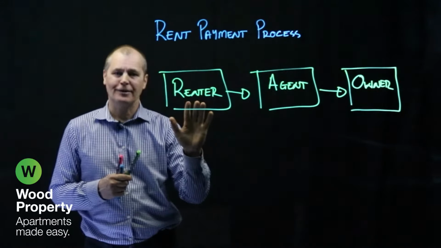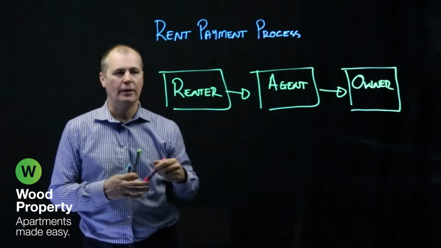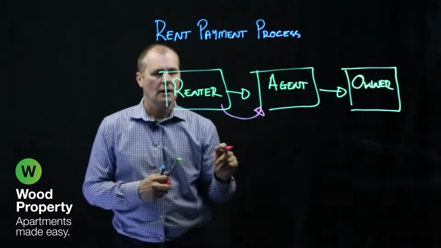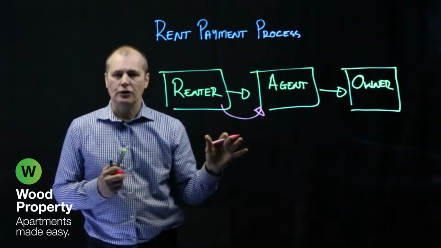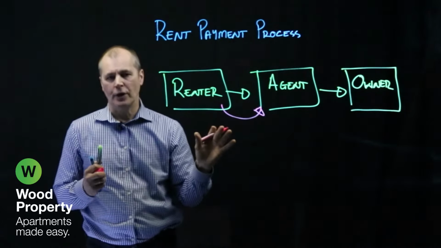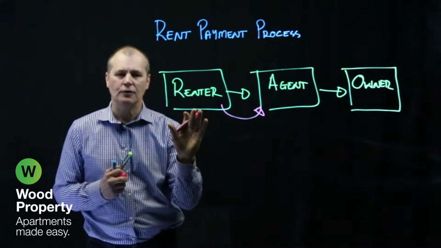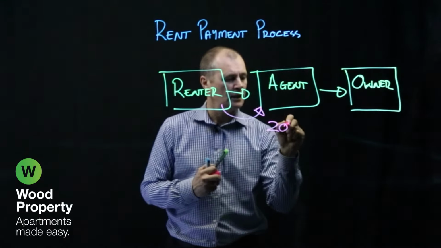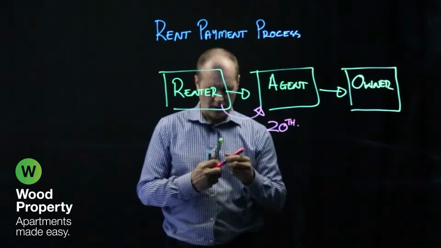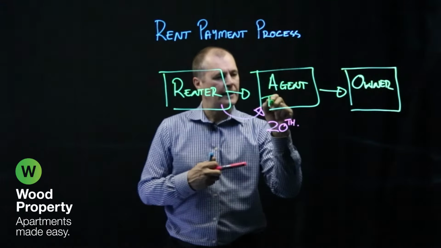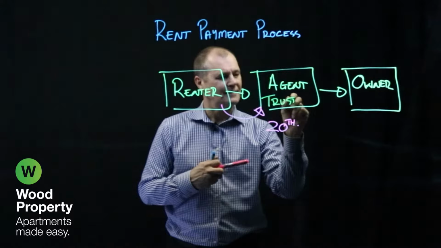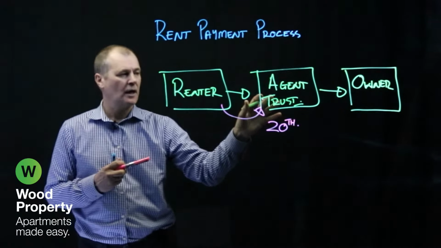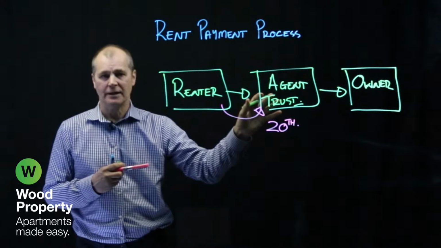Obviously the rent payment process starts with the renter when they pay their rent through to the agent. Now let's assume that the rent due date for the renter is on the 20th of the month. This is not the date that the renter needs to pay the rent, it's actually the date that it needs to appear in the agent's trust account. Agents keep what's called a regulated trust account. Gets a little bit involved, but it is a very important thing to have. It's an audited and regulated trust account.